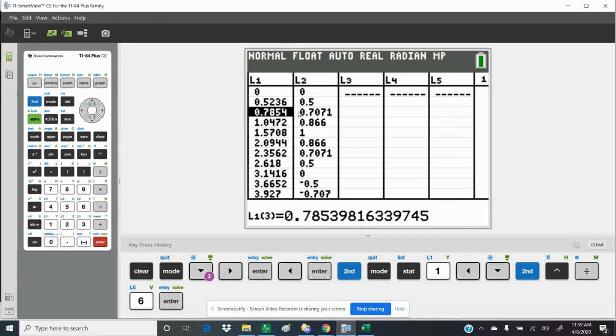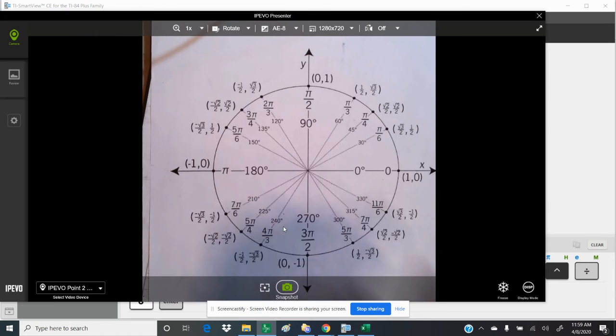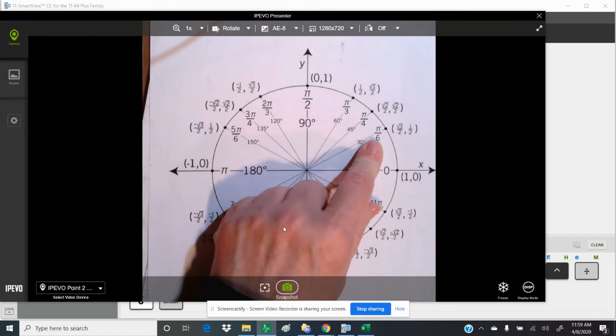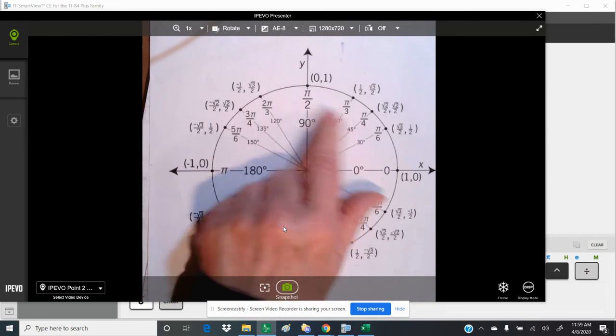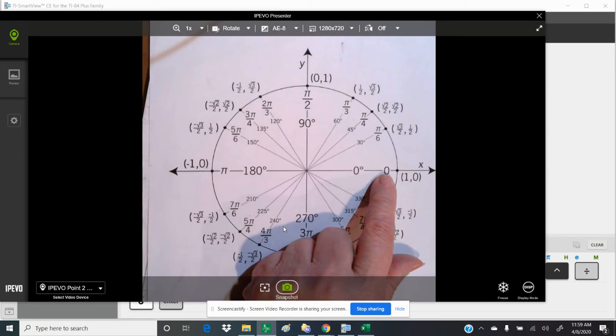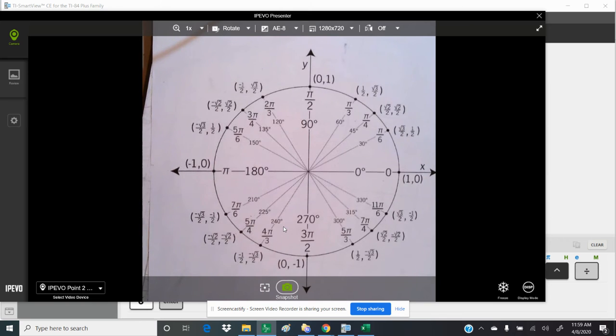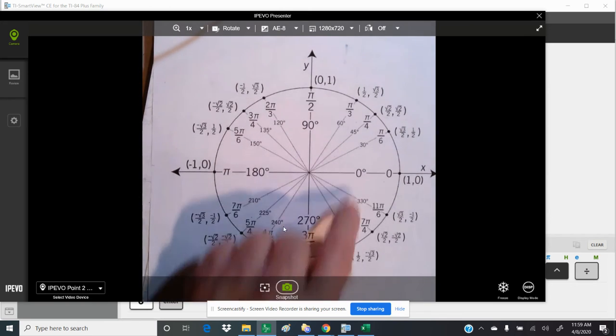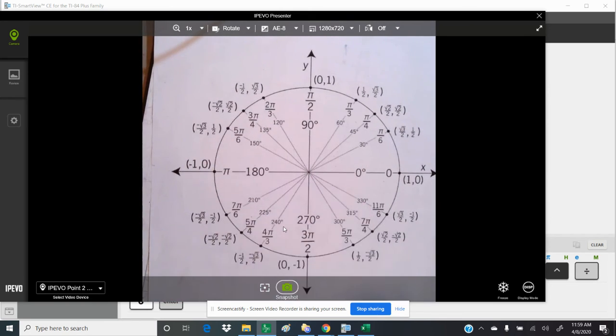So I just went ahead in here and put in all of the radian values just going all the way around. So I put pi over 6, pi over 4, pi over 3, pi over 2, and so forth, going all the way around the unit circle. Now you can actually do the same thing in degrees if you want. You can put your calculator in degrees and then put all the degrees in. It's going to give you the same curve.